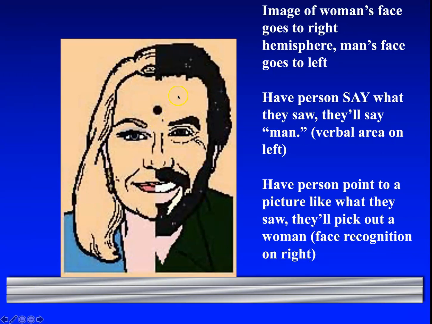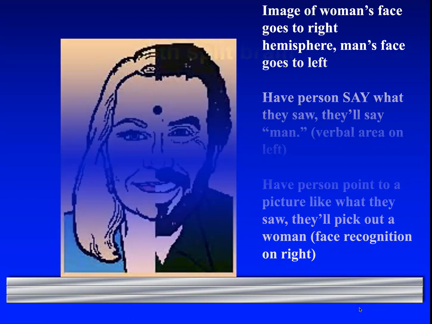Now here's an image. If you were to stare at the dot, the image of the woman's face goes to your right brain because it crosses. The image of the man's face goes to your left brain. So if you ask a person to say what they saw, they'll say man, which is going to the verbal centers on your left brain. If you ask them to point out a picture or to draw, so point out a picture of what they saw, they'll pick out the face of a woman because it's going to the right brain and face recognition is on the right. All right, I just find this all cool.